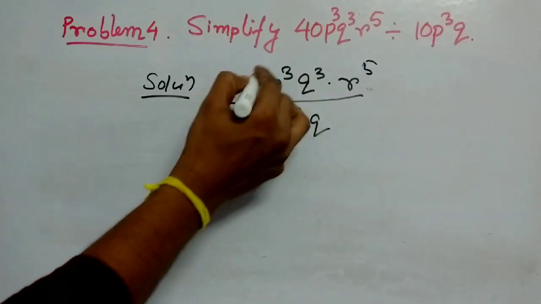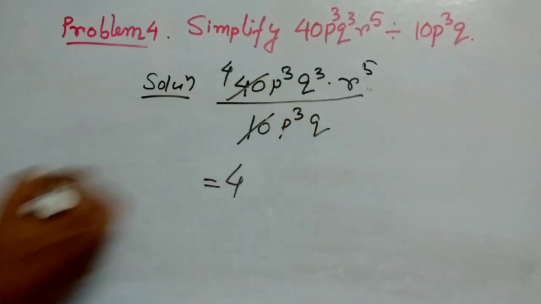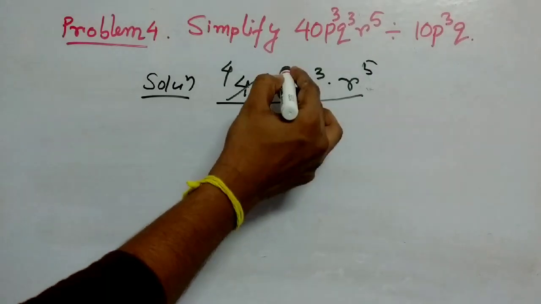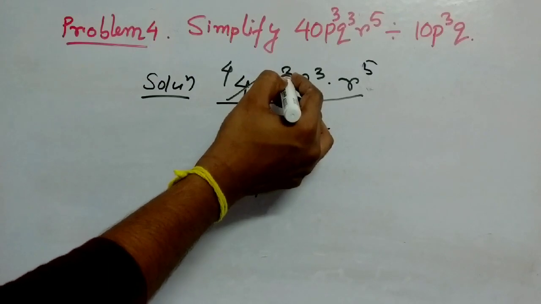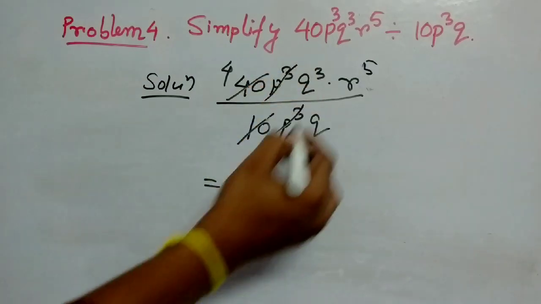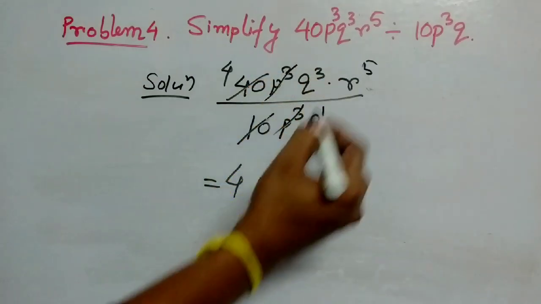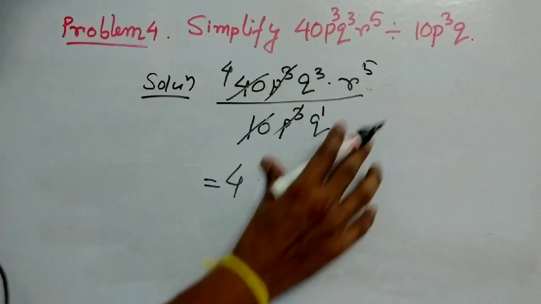So this is 10, this is 40, obviously it is 4, let us write 4, and p to the power, this is 3 and this is 3. So this p cube, this is p cube, so this will be cancelled, and this is q cube and this is q to the power 1. So there is nothing to do with p.